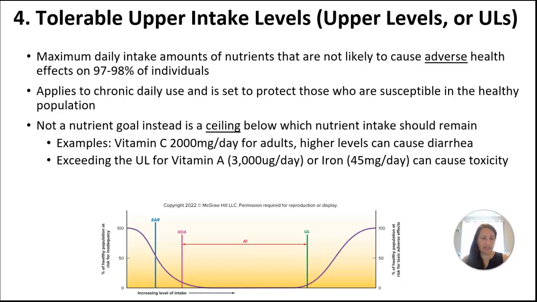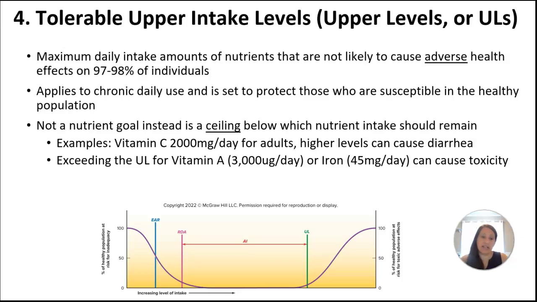We talked about vitamin C a little bit. We said that it's important for immune function, right? It has an EAR, it has an RDA, and it has a UL, right? So it is a water-soluble vitamin, but it still has an upper limit of 2,000 milligrams per day for adults. What would happen if you exceeded that limit chronically? You might end up with diarrhea. Okay, not terrible, but still not enjoyable.